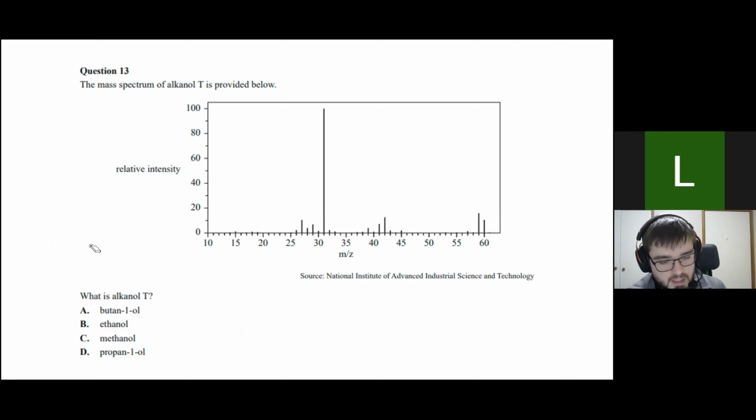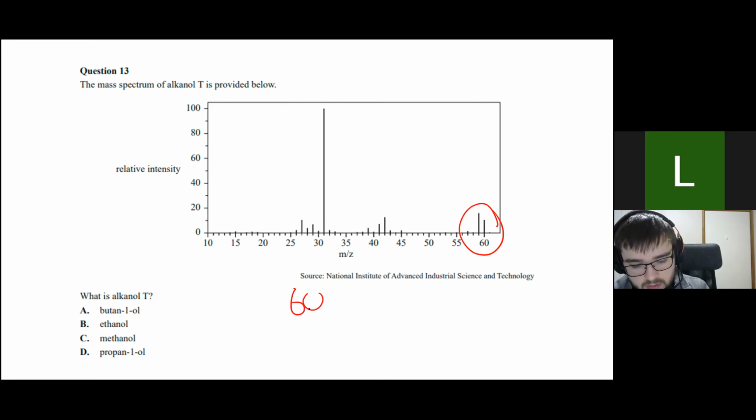All right, the mass spectrum of alkanol T is provided below. Remember, an alkanol is just an alcohol, an alkane with the OH tacked onto it. What is alkanol T? So first thing we should be looking at when we're looking at a mass spectrum is what's the molecular ion, what's the parent ion. So we're looking at around 60 there. So 60 m/z, we'll see what matches up.